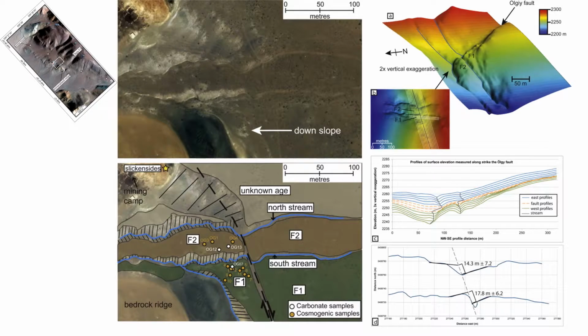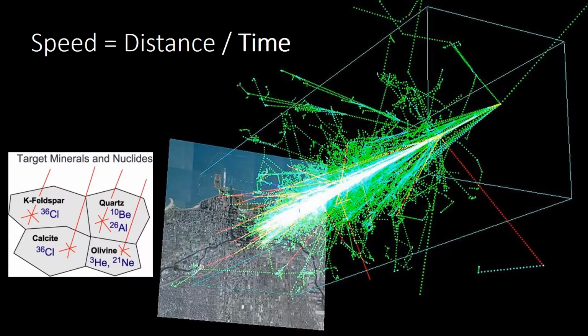But if we want to know the rate, okay, we need to know the time it's taken for that deformation to happen. And the way we've done that is we're using a technique called cosmogenic exposure dating. So basically, we want to know how long that surface that's been deformed has been exposed to the atmosphere. So the way we do that is using cosmic rays.